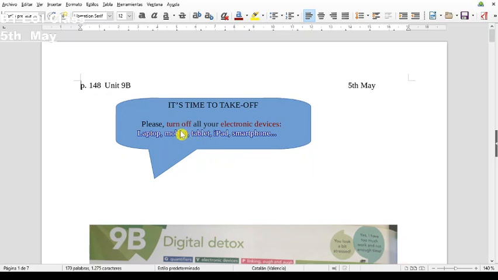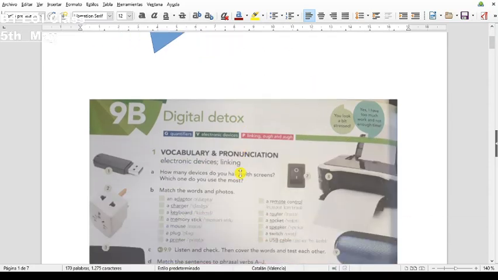We need to turn off, to disconnect. And electronic devices, all the mecanismos electrónicos, gadgets or devices, electronic devices. Very important vocabulary. Then it's time to turn off because we are going to take off on the plane. Then, ready to start?